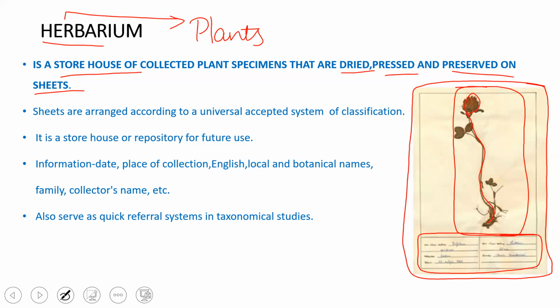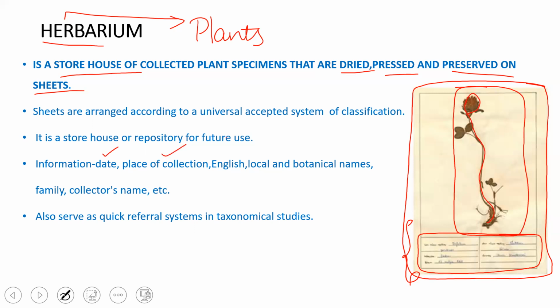So what is exactly a sheet? This herbarium sheet is not only helping us to preserve the plants, but also to collect the data. What exactly has to be the information which has to be imprinted over there? The information should be the date of collection. So when exactly was the date of collection? That has to be mentioned. And then comes the place of collection.